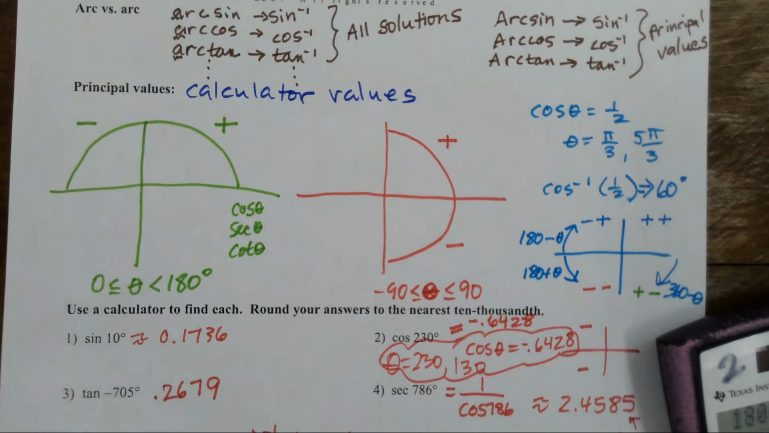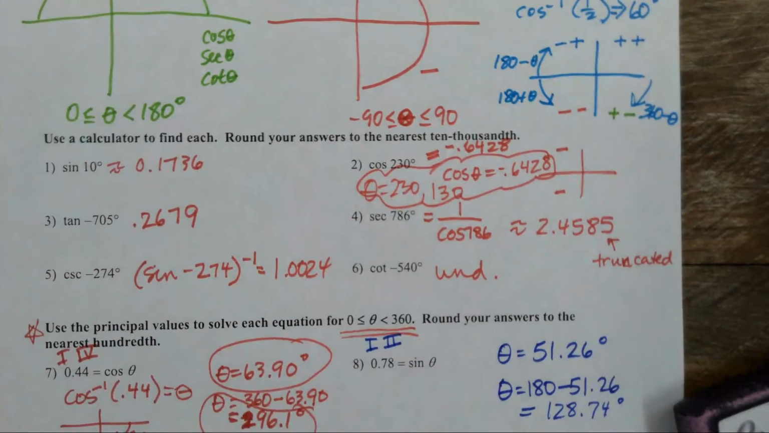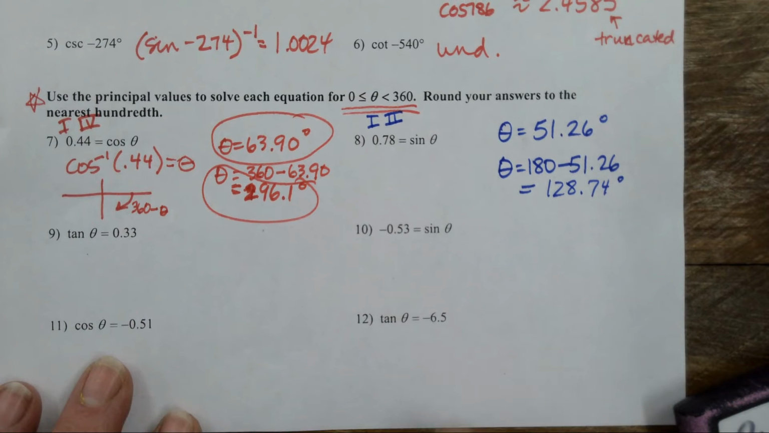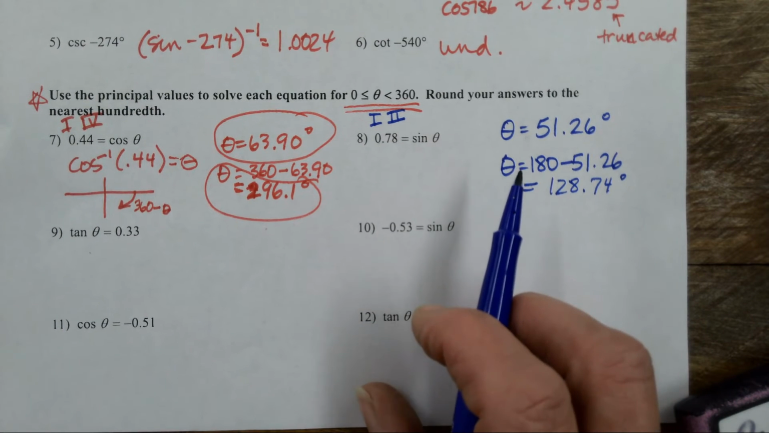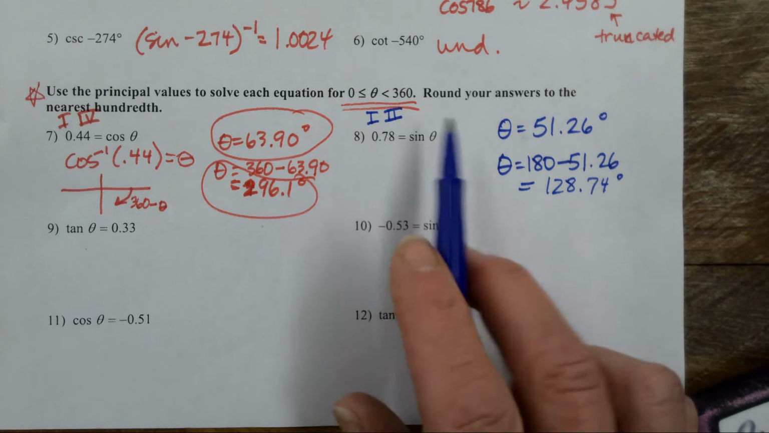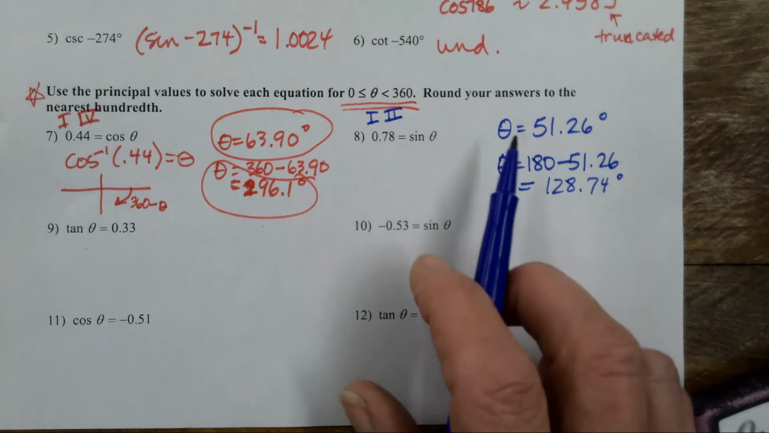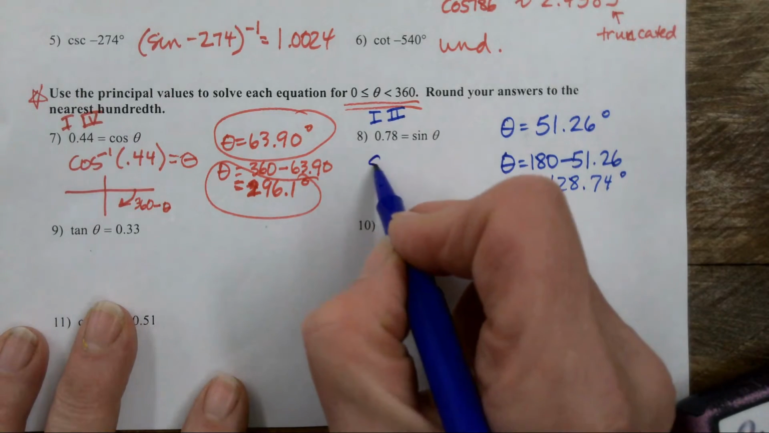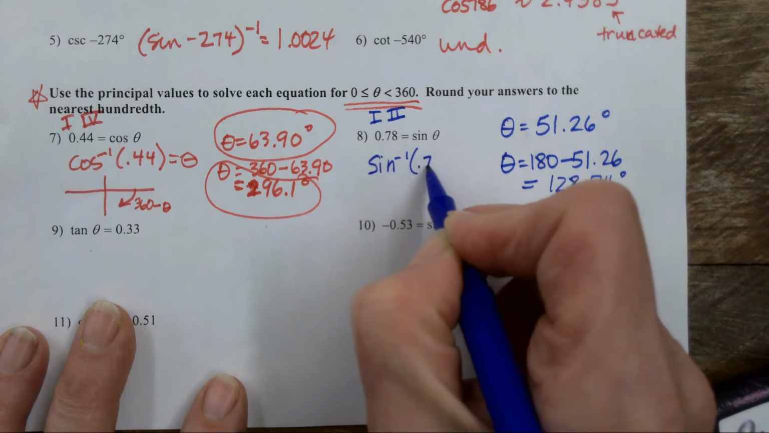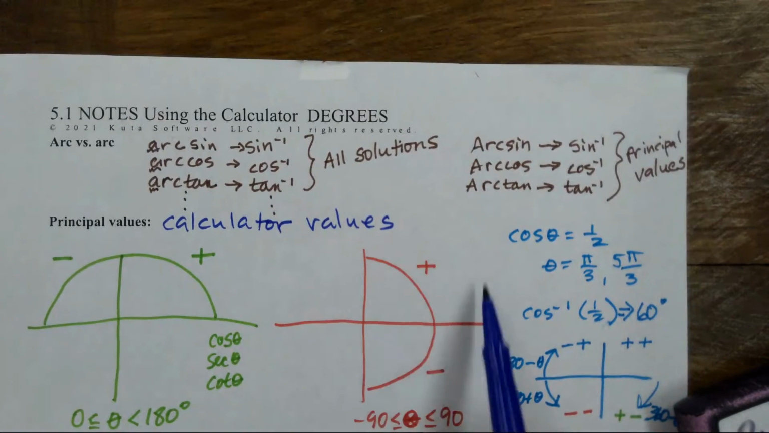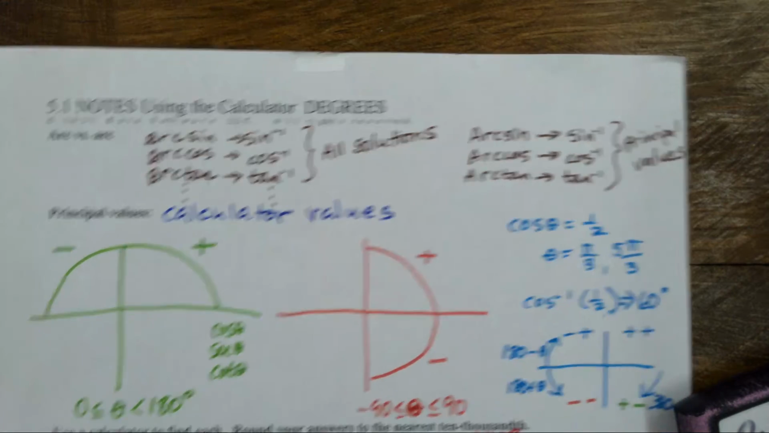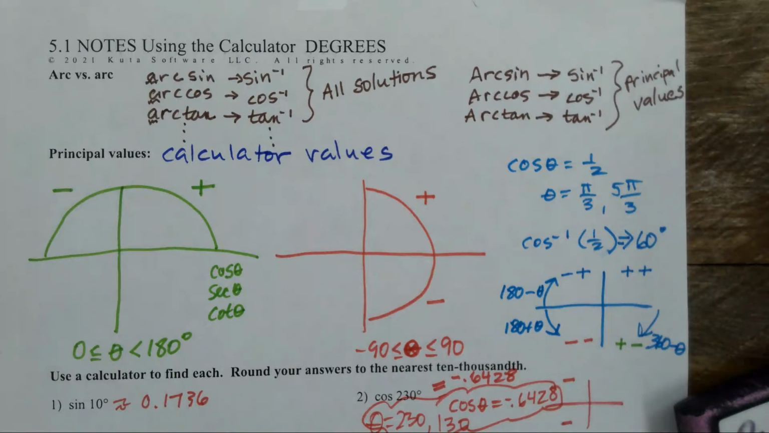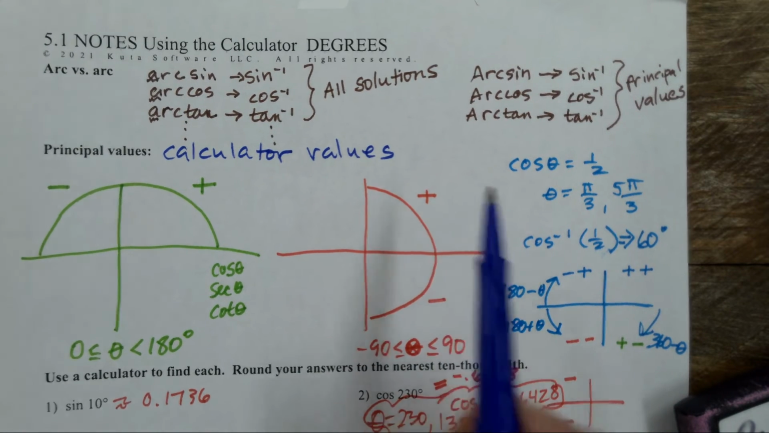So can you explain that the first quadrant is the first quadrant? Yep. The second one that you write down would be the second. You wrote down first quadrant, second quadrant. Yep. And then how did you know that the 51.26 was the first quadrant answer? Because I used my calculator. I plugged in sine inverse of 0.78. And my calculator, if the ratio is positive, will only give me a first quadrant answer. That's all my calculator is capable of, all it's been programmed to do. So I know if it's positive, it's going to give me a first quadrant answer.